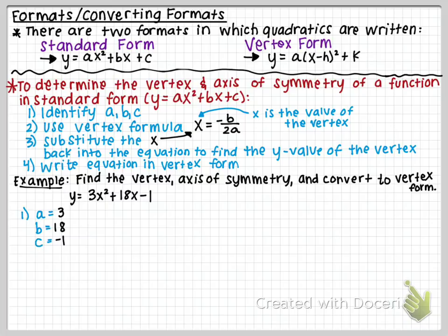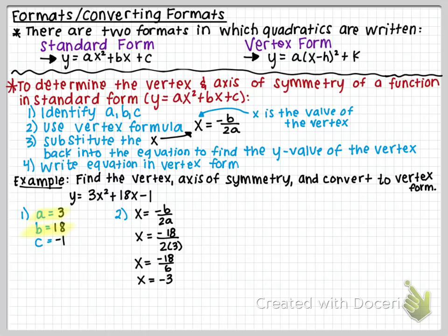The second step says to use the vertex formula. This is the vertex formula. So we're going to plug in what we have for b and what we have for a. Notice it says negative b. So negative what? Negative 18 over 2a. And a is 3. A right there, that's 3, right? So we're just plugging in b and a. We're keeping that 2 there. Negative b over 2a. And x equals negative 18 over 6. Negative 18 divided by 6 is negative 3. So that's our next step.